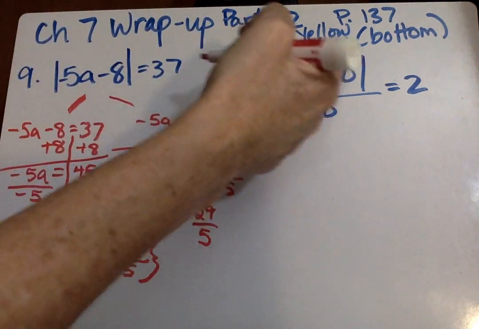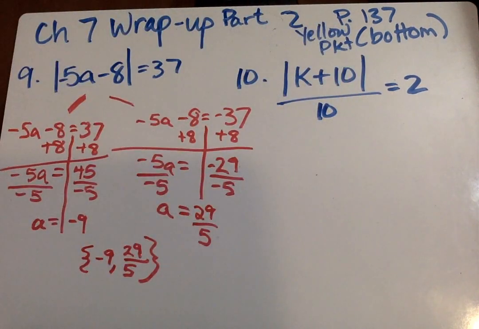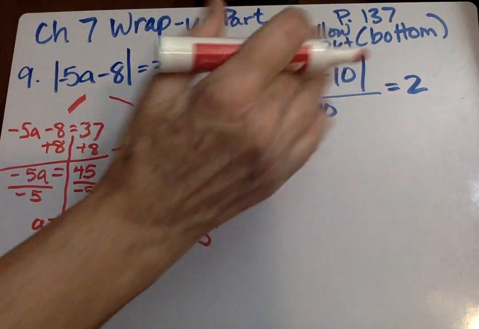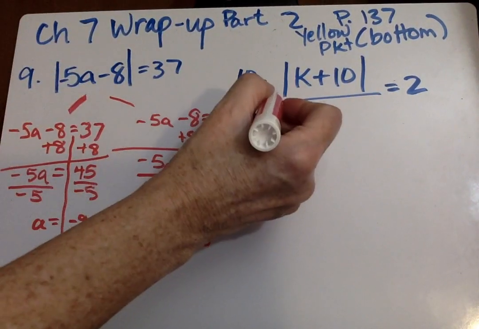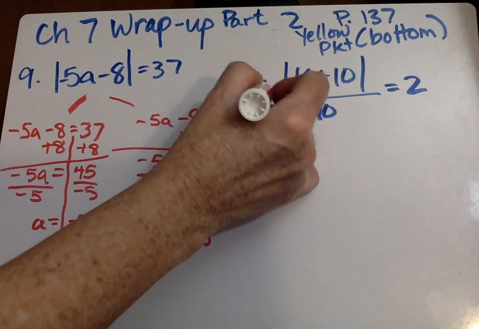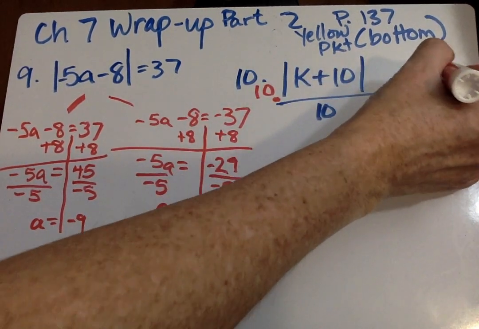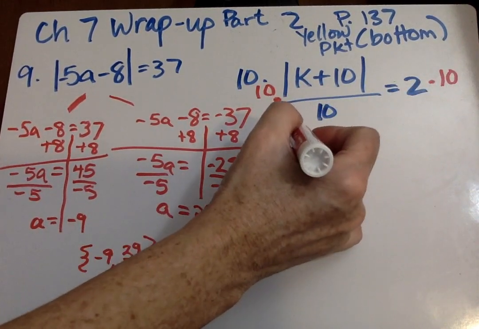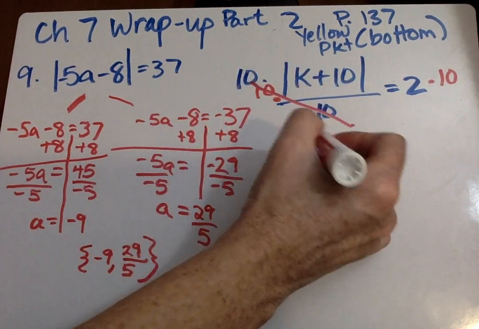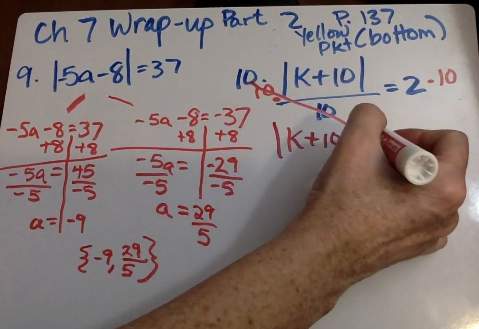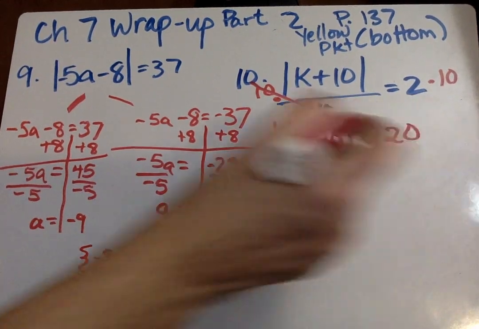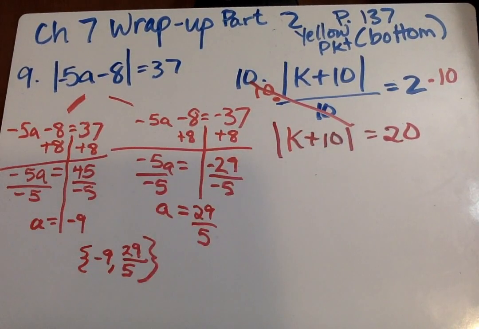So over here, the absolute value is not by itself yet, so we have to do something to get it by itself. It's divided by 10, so to get it by itself, we do the inverse operation, times by 10 here, times by 10 there. Now I get, these will cancel, k plus 10, absolute value equals 20. Now the absolute value is by itself.